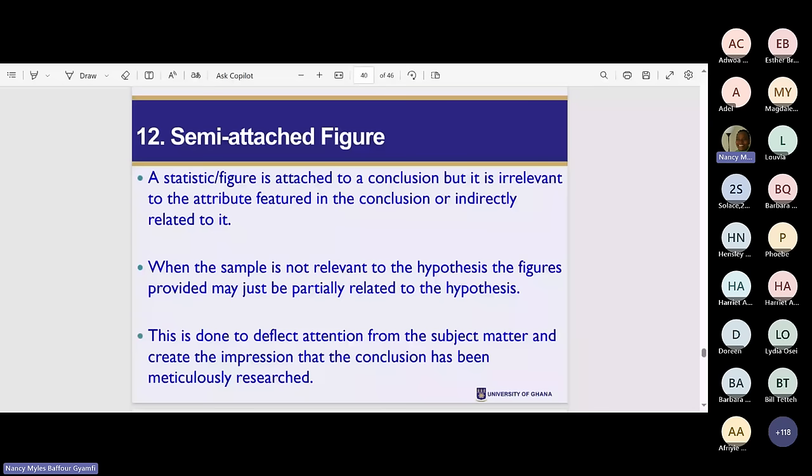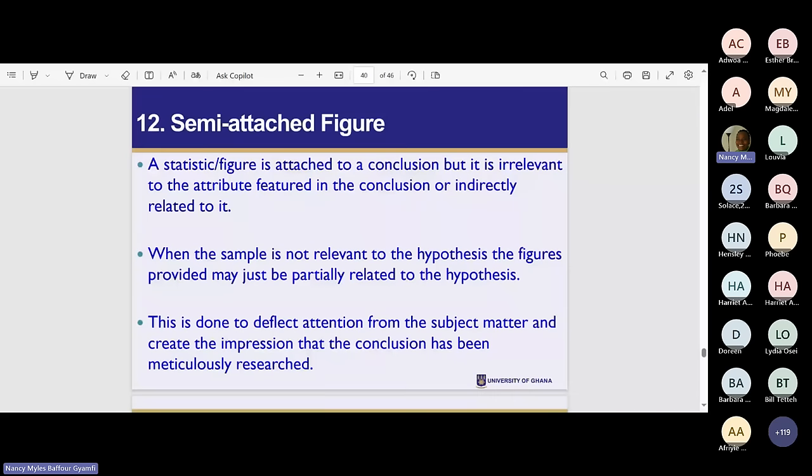Why is the person trying to use that to convince us? Because of the figures. When you see the 92.99 again, it impresses you. Then you don't interrogate anything. You accept the conclusion coming. Meanwhile, that conclusion is not connected to the premises at all. Let's look at some examples.